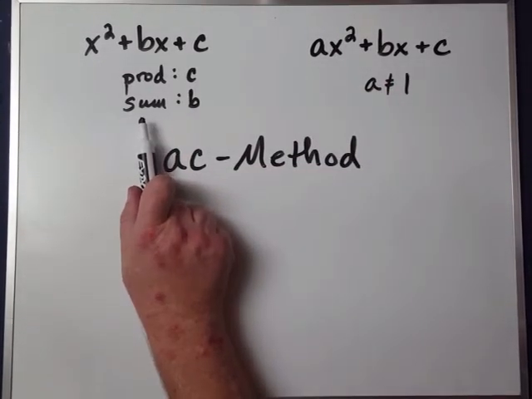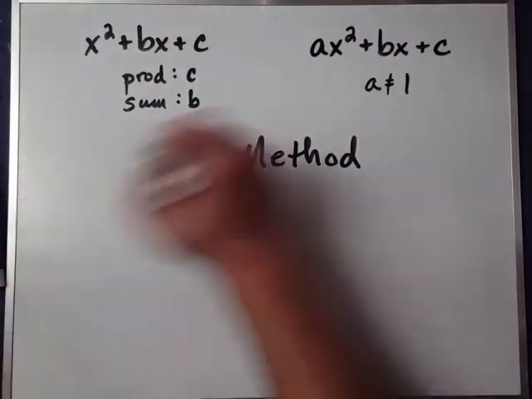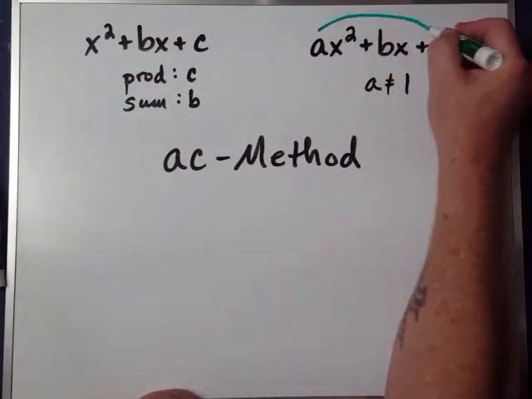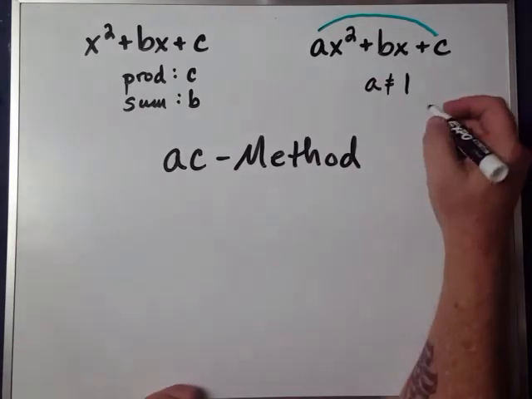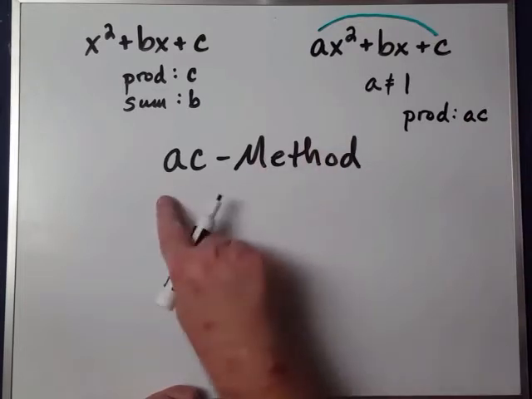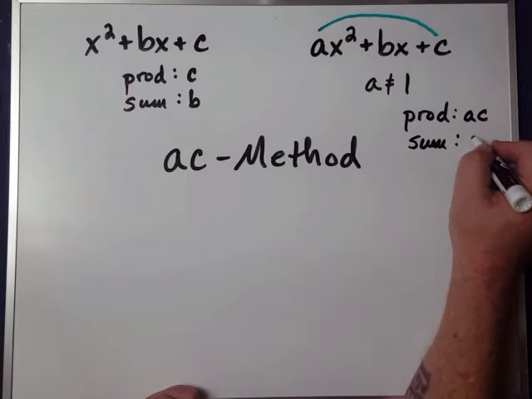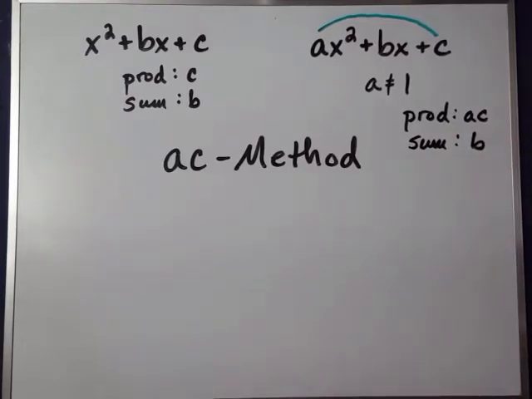That's section 5.2. The AC method, because this is not simply a 1 on the front, this by itself won't work, what we were doing exactly in 5.2. So we're going to be looking for two numbers whose product is A times C. We're looking for two numbers whose product is AC, hence the name. Now the sum is the same, whose sum is that coefficient on that middle term. And then we've got more to do in this process, which will lead us to a factor by grouping.